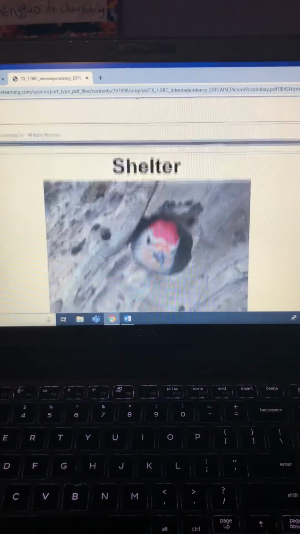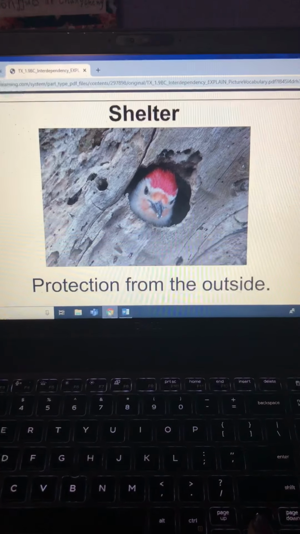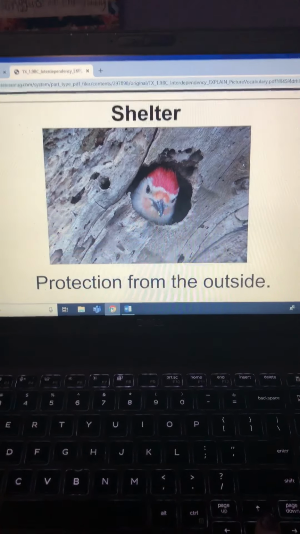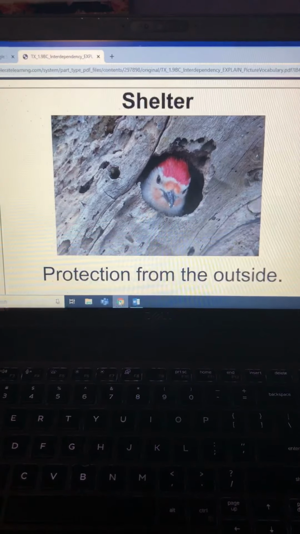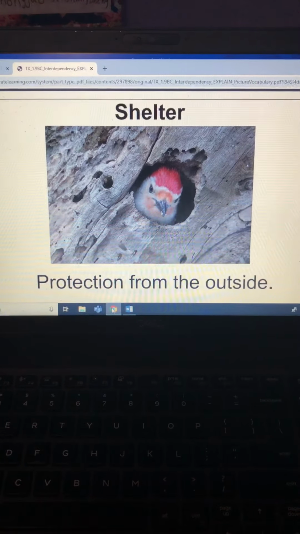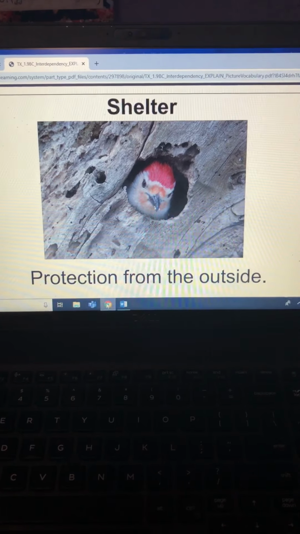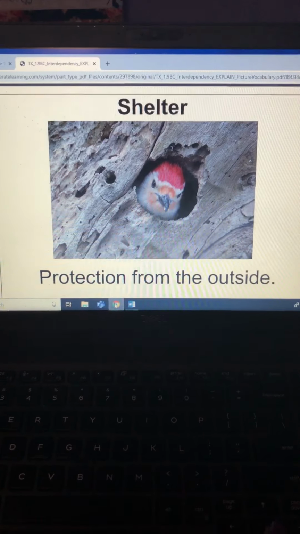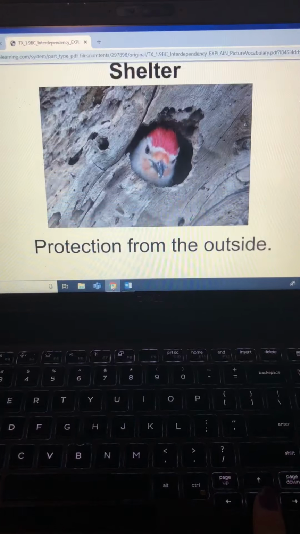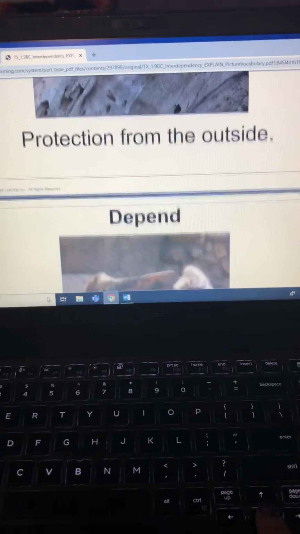Okay, our next one is shelter. Say that with me. Shelter. And that's protection from the outside. And I bet maybe today, well, maybe not today, it's supposed to be rainy, but maybe you can go around outside when it's nice and sunny and see how many different shelters there are for the outdoor animals, the wildlife. Where do they go to protect themselves, maybe from the rain or predators?